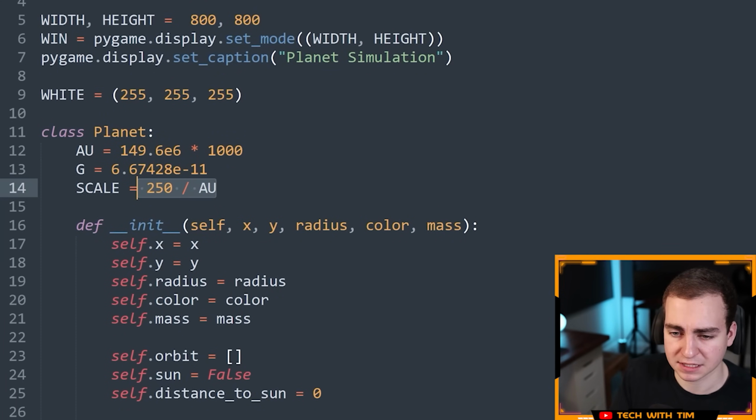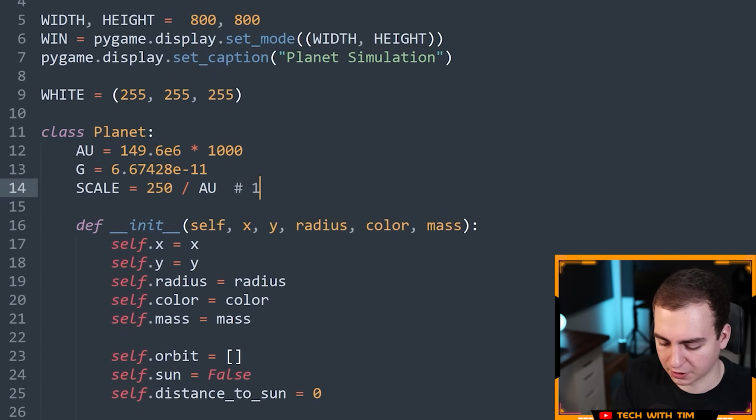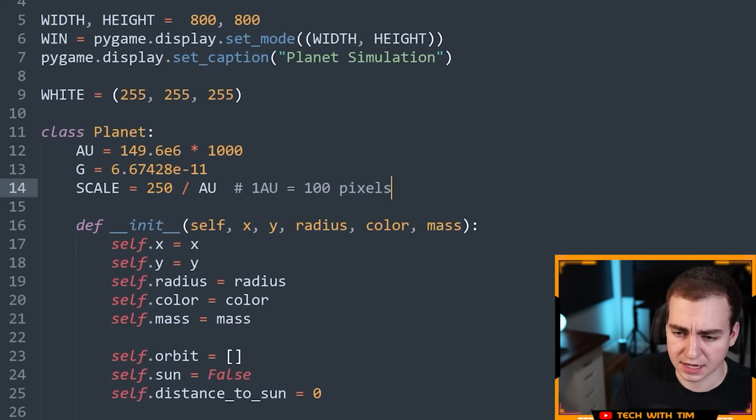You can look at the math to figure out how that works, but for now I'll leave a comment. We're going to say 1 AU is equal to 100 pixels. Okay, that's kind of the scale that we're going with here, so we can draw things to scale in the window.